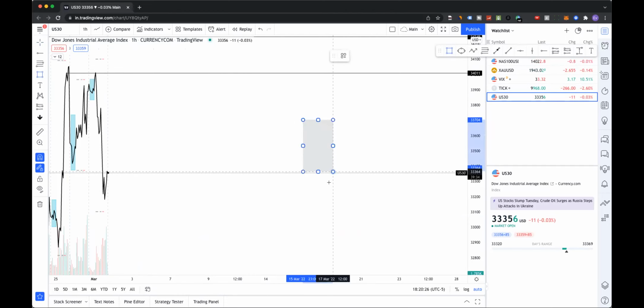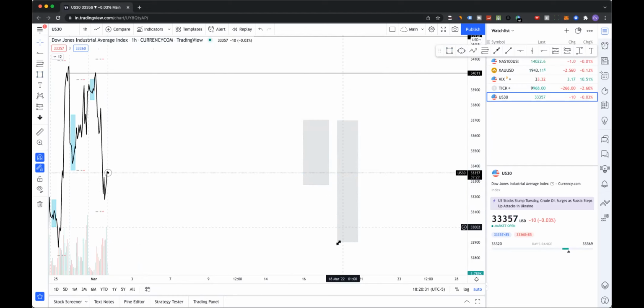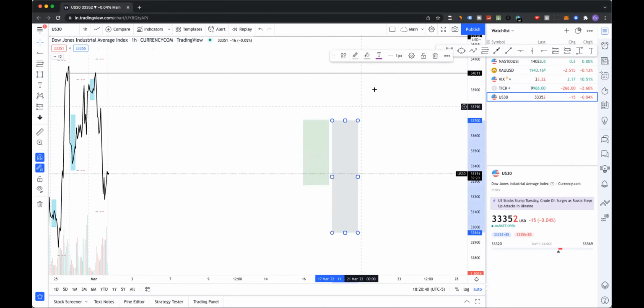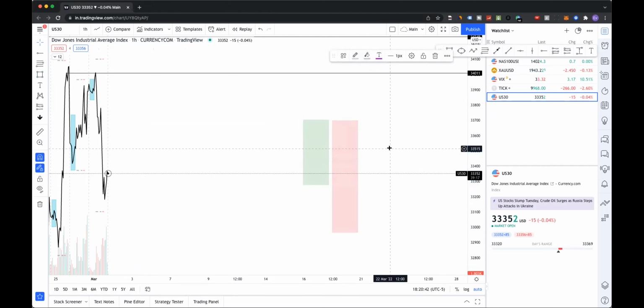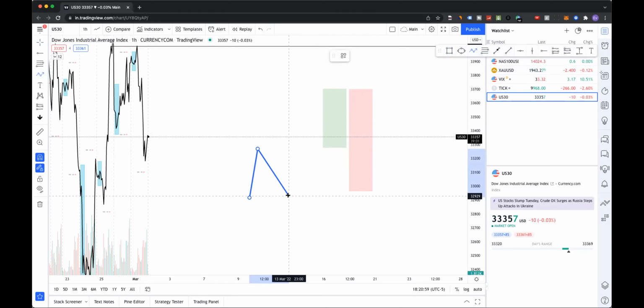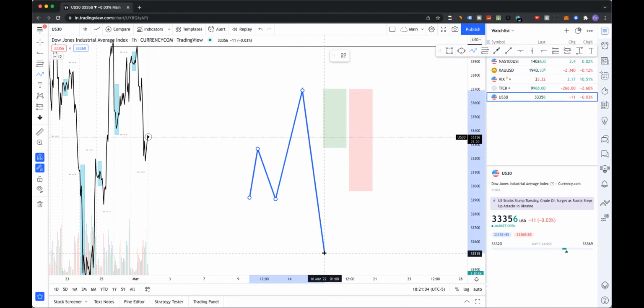Now again, when we're talking about the QM, when we're looking at it in this perspective, let's just make this green and this one red. What we want to see, if I can draw this better. You know what, let me just draw it like this. So I have my high, my low, my higher high, and my lower low.